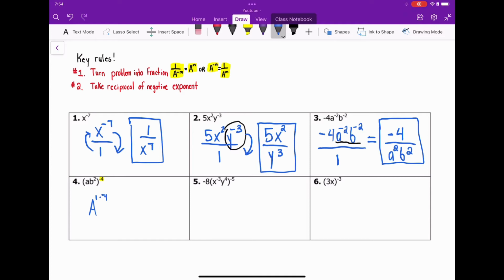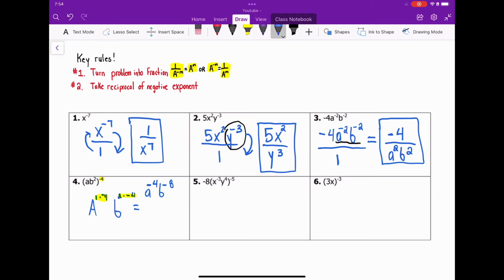We're multiplying exponents, right? So now we have a to the first power times negative 4 and b to the second power times negative 4 as well. And let's just make sure we highlight that so you guys see and know what we're talking about. So now when we simplify this step, we have a to the negative fourth and b to the negative 8.